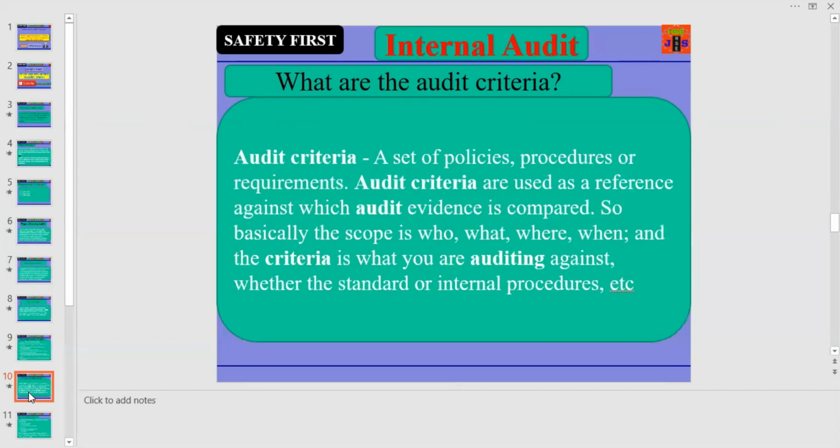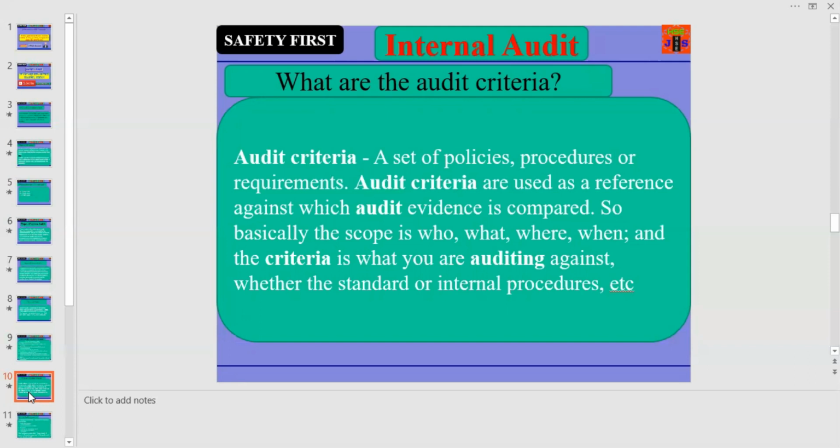Prior to going through the auditing process, you must understand the meaning of audit criteria. Audit criteria is a set of policies, procedures, or requirements. Audit criteria are used as a reference against which audit evidence is compared.